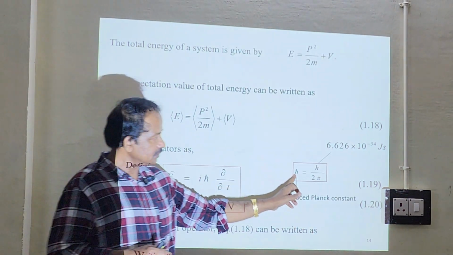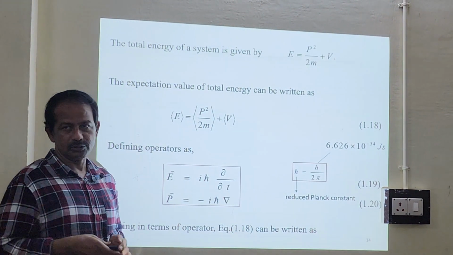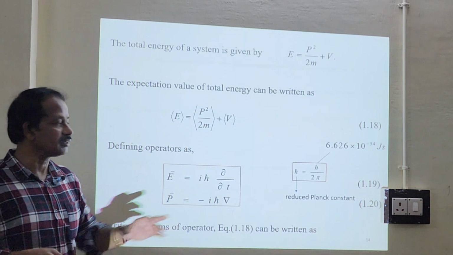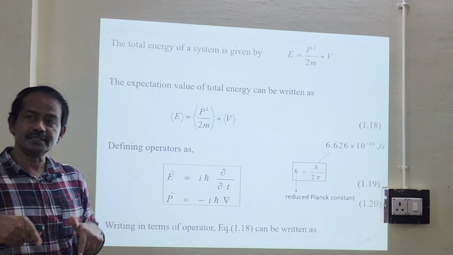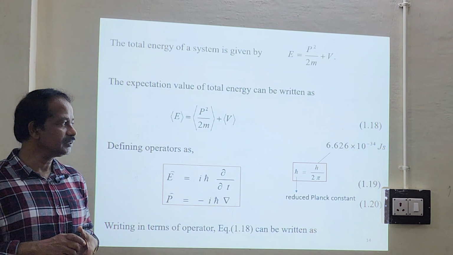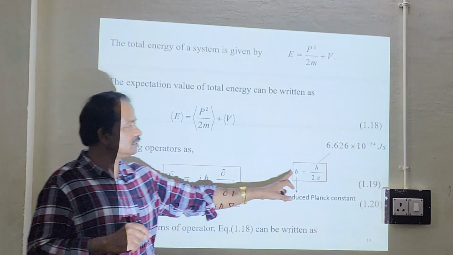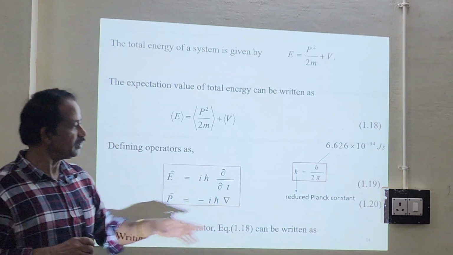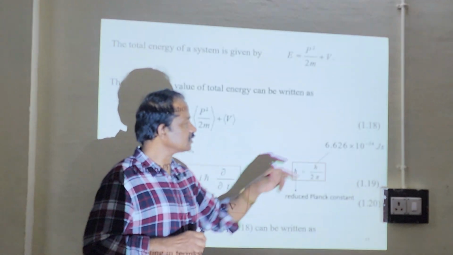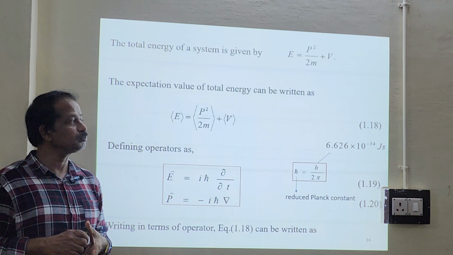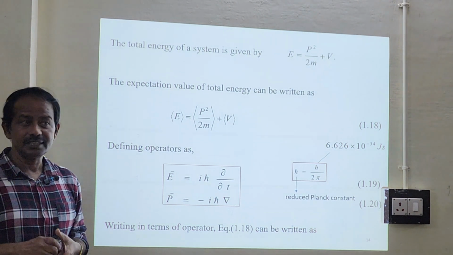H cross equals H divided by 2 pi, so it is the reduced Planck constant. H bar is nothing but H cross, or H bar, doesn't matter. Somebody will say H cut, okay, doesn't matter. But H cross equals H divided by 2 pi is the reduced Planck constant, where the value of H is 6.626 times 10 power minus 34 Js.